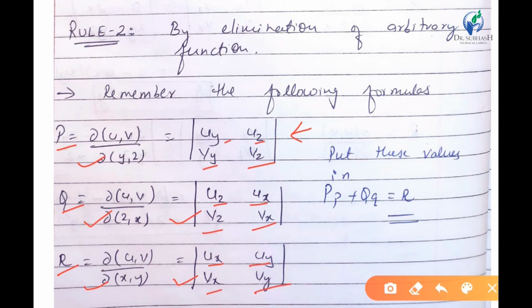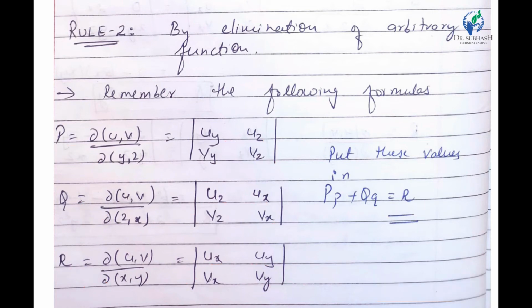After finding these values of P, Q and R, we put these values in the equation capital P small p plus capital Q small q equal to R.